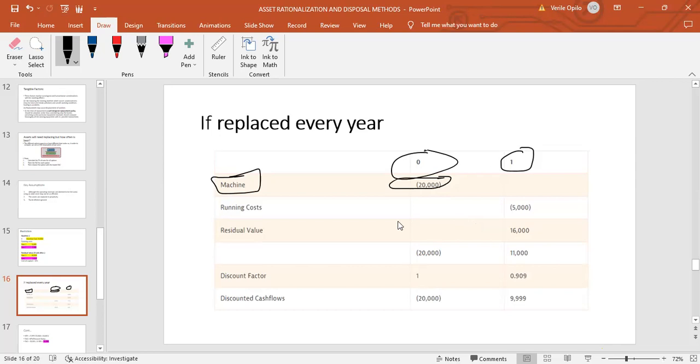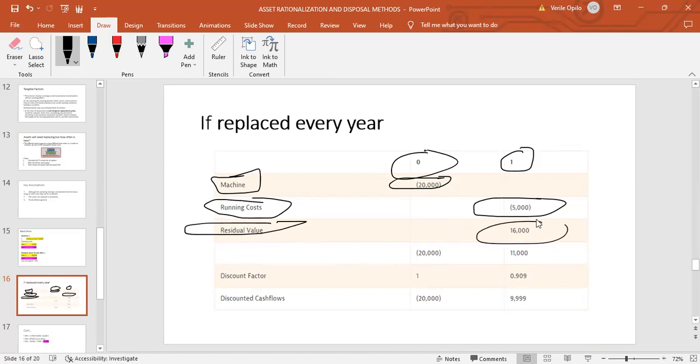And in the first year, we say that it is going to incur some maintenance costs of 5,000 Kenya shillings. So the $5,000 is the cost of running, and then you sell it off at a price of 16,000. So we just consider what will be the net cash flows associated with these assets.